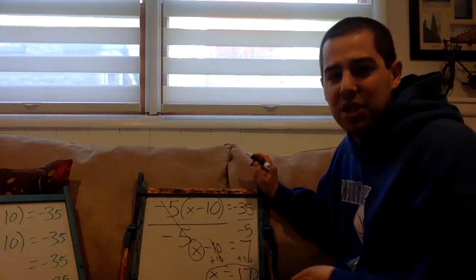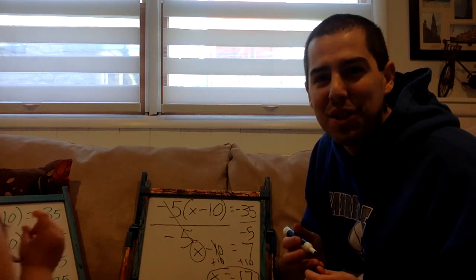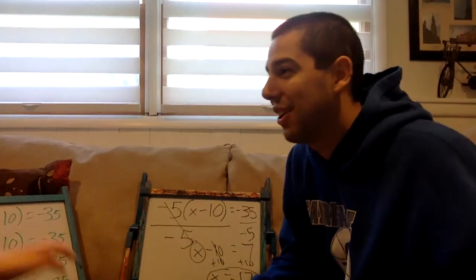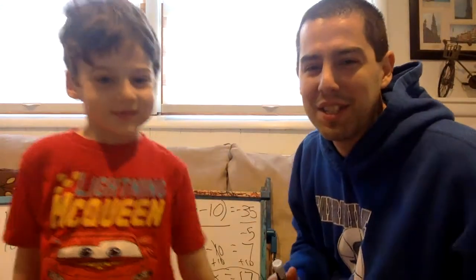For all of your problems today, we have to do a check step. So we're going to take our solution and substitute the 17 into our two-step equation and make sure that the left side and the right side are still equal to each other.